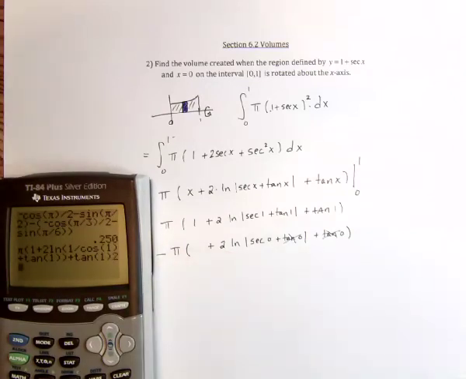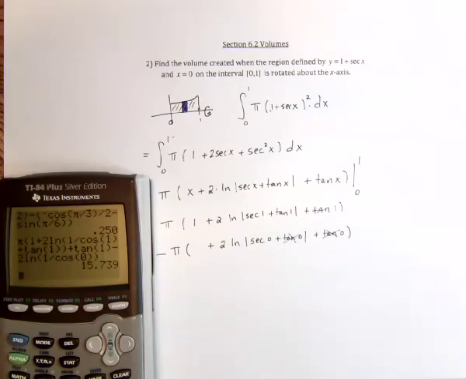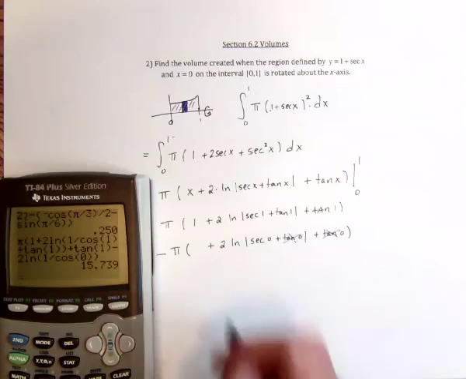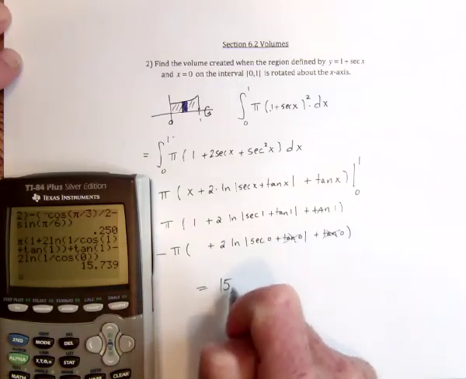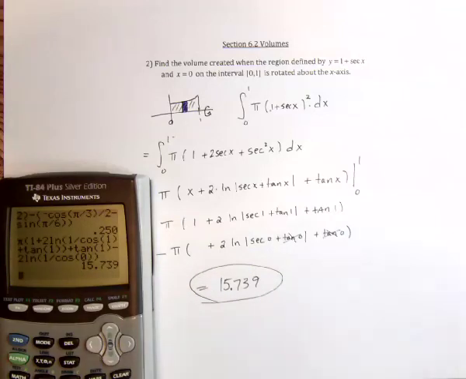So I forgot to say, subtract 2, the natural log of secant, so that's 1 divided by cosine of 0, which is actually 1, and the natural log of 1 is 0, so actually that's gone too. But we've already typed it, so grand total 15.739 cubic, whatever the units are.